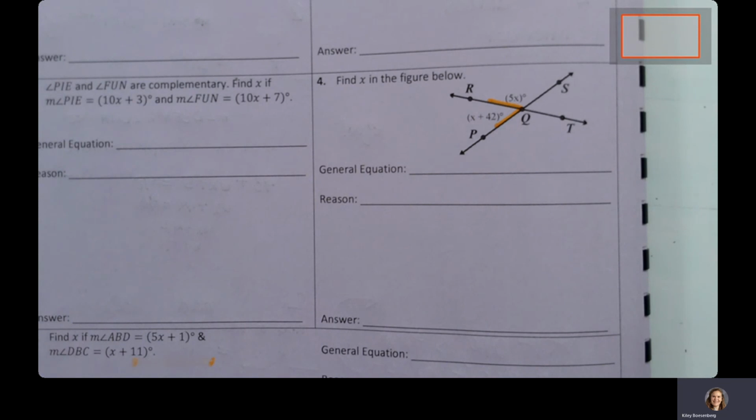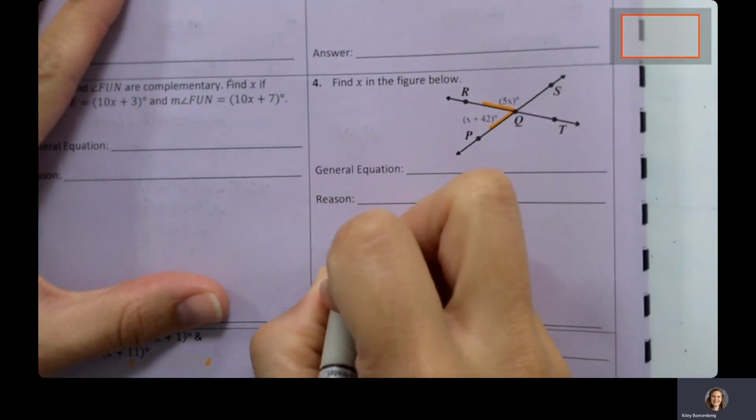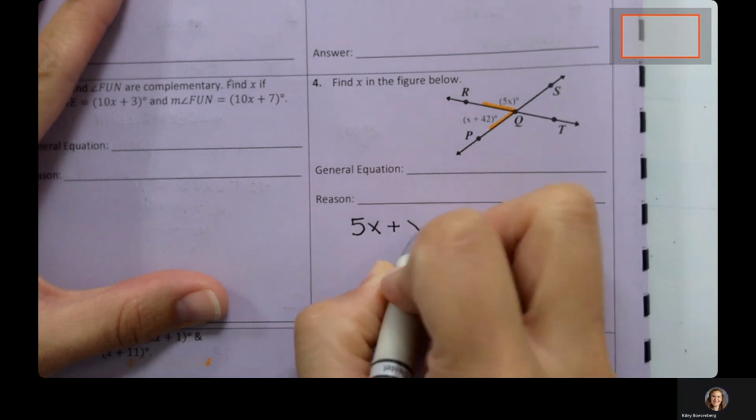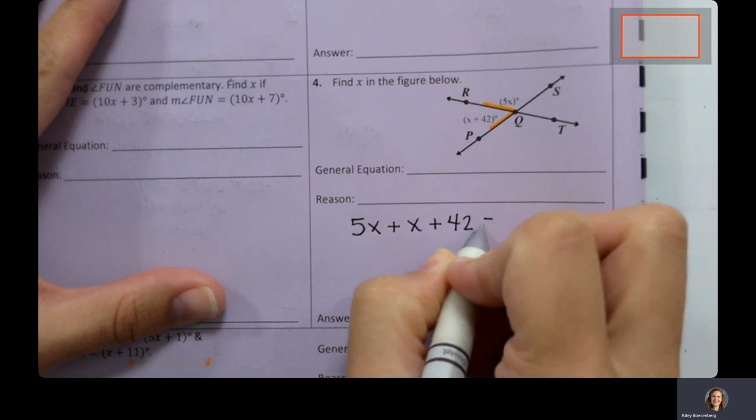All right, so let's write that down. So we're going to add these 2 together. This was not from today, so let's go over it. 5x plus x plus 42. And it's going to equal. It's going to equal what?